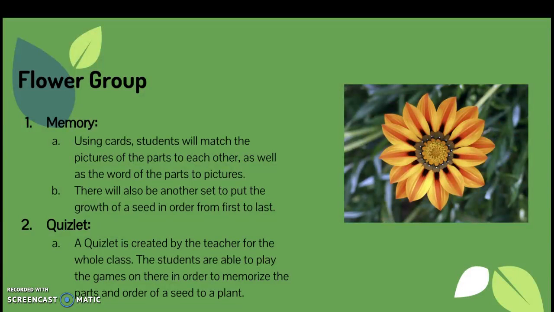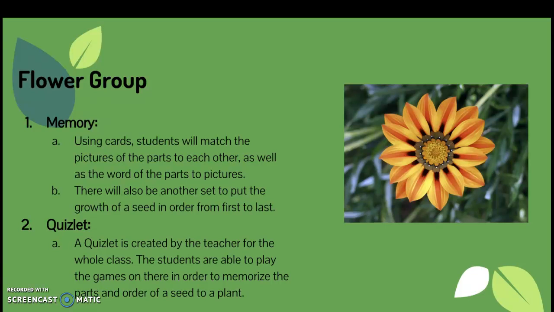Our first group is the flower group. The first group is meant to improve understanding and comprehension. It's a Webb's DOK1. The two activities the students can do are using cards to play matching. They'll either match the pictures to pictures or picture to words, and then they'll also be able to organize the order of the plant from seed to actual plant.